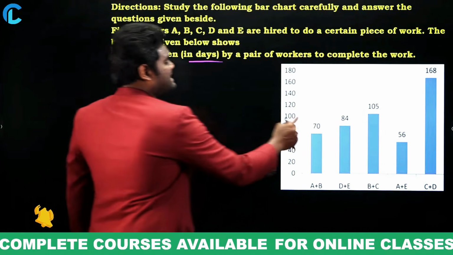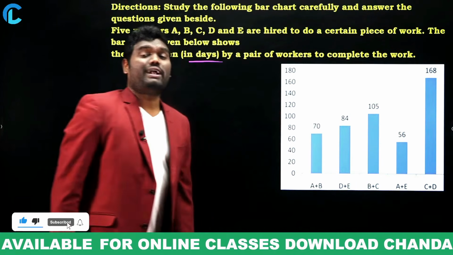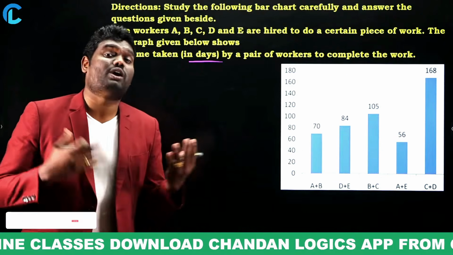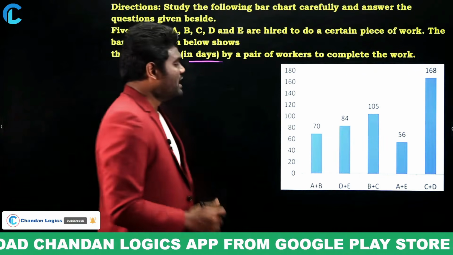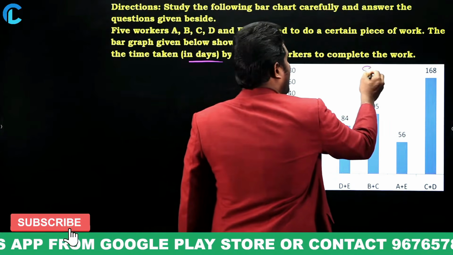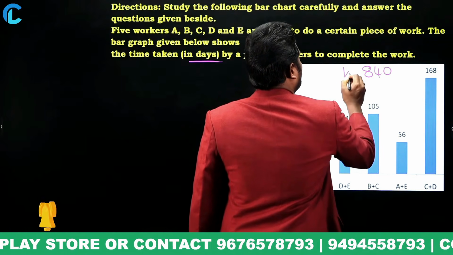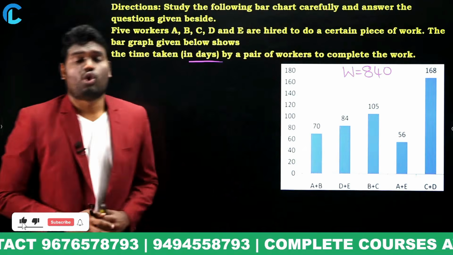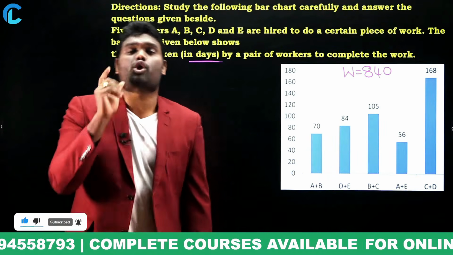Now, look here, 70, 84, 105, 56, 168. Now, what is the reason I am taking LCM? They are doing some work, but what is that work? I don't know. So, that is the reason I need to take LCM. So, when I take the LCM of 70, 84, 105, 56, 168, the LCM is going to be how much? LCM is 840. Okay. So, total work is nothing but 840 units. So, total work is 840 units of work.